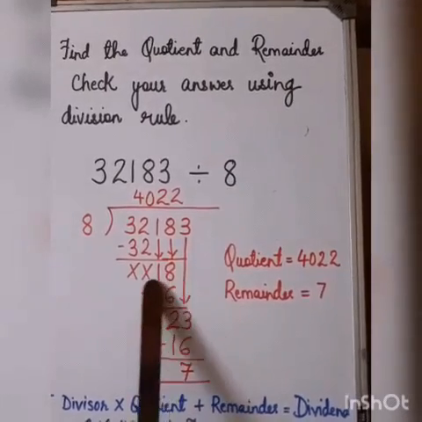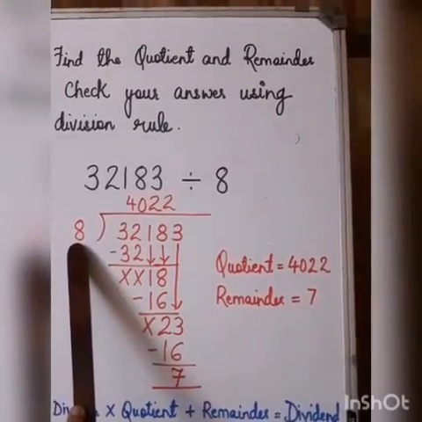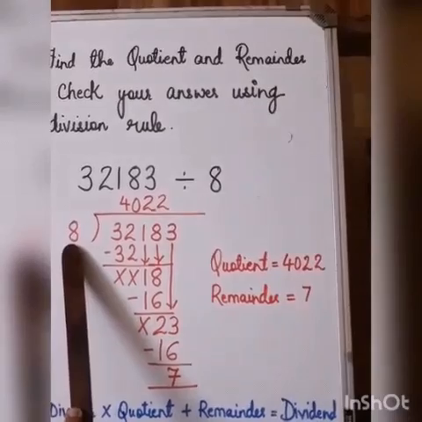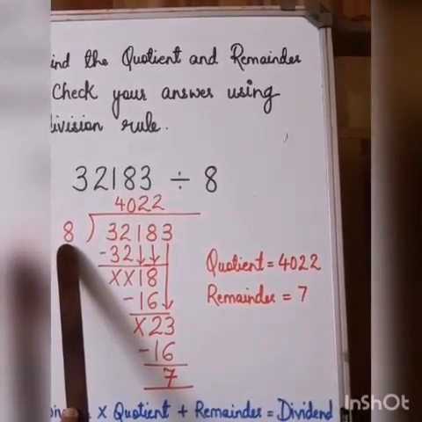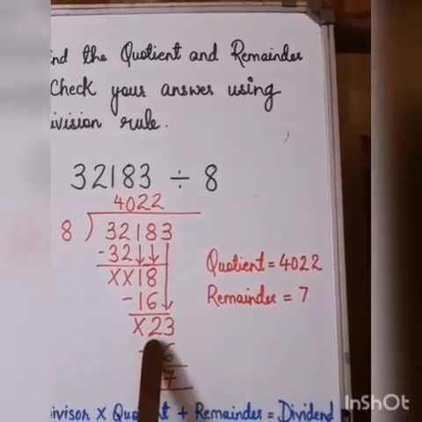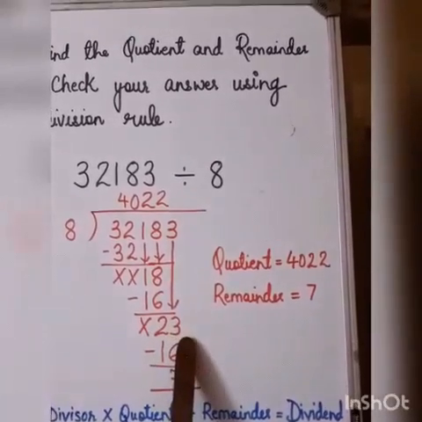So now 18. We want to bring 18. So we have to read the table. 8 ones are 8. 8 twos are 16. 8 threes are 24. 24 will be bigger. So we have to take 16. So 8 twos are 16. 18 minus 16 is 2. Next number we are getting down is 3. So it will become 23.